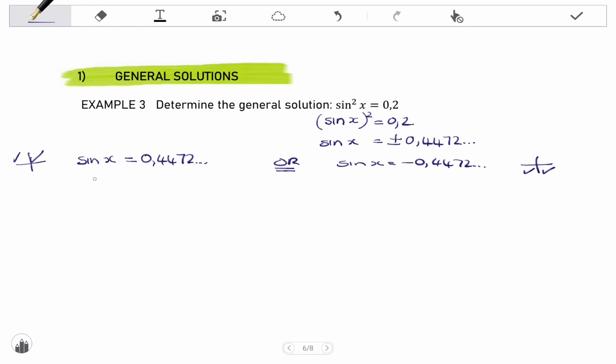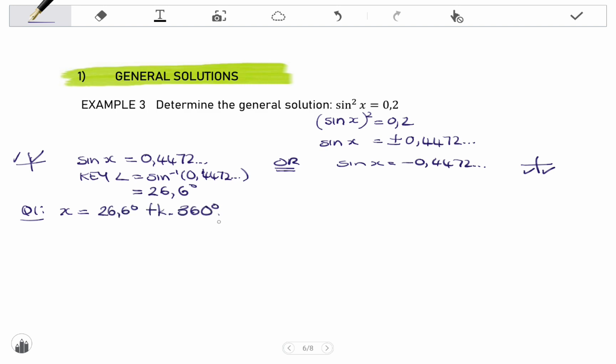0,4472. I need to find the key angle, so I have arc sine of the value 0,4472. That gives me an angle of 26,6 degrees. Sine is positive in the first quadrant, so in the first quadrant my general solution is x equals the key angle plus k times the period of the graph, and k is an element of integers. In the second quadrant, my angle equals 180 degrees minus the key angle plus k times the period.